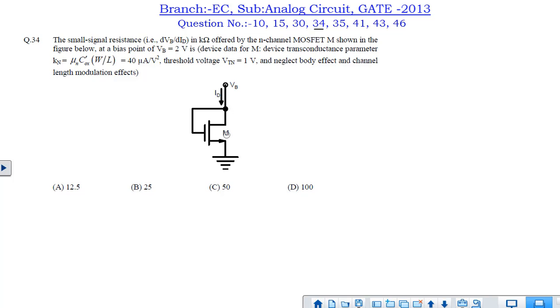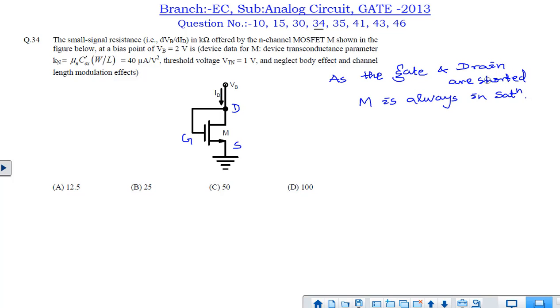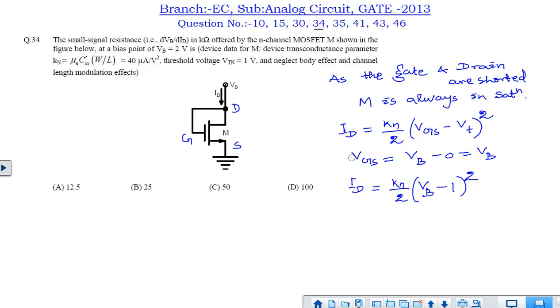If you see in the question, as the gate and drain of this transistor are shorted, this transistor will always be in saturation region. Hence we can write the saturation current equation as Kn by 2 times (VGS minus Vt) whole square. Kn value is given. VGS is nothing but Vg minus Vs. Vg is nothing but Vb, and Vs equals 0. So if we simplify this, we can get Id in terms of Vb. Id equals Kn by 2 times (Vb minus 1) whole square.